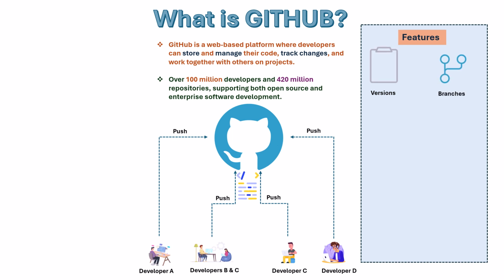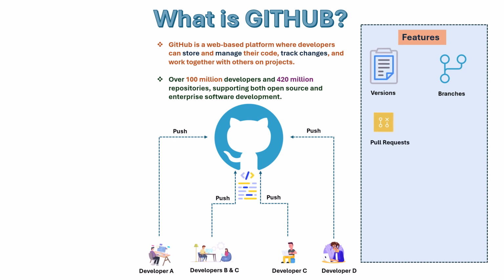So what are branches? Branches let you work on different features simultaneously without affecting your main code base. If you want to develop a new feature, create a branch. Want to fix any bug? You can create another branch. Each branch is like a parallel universe.